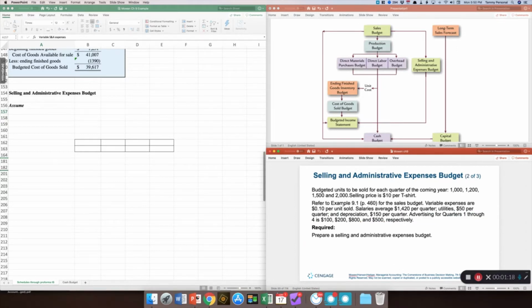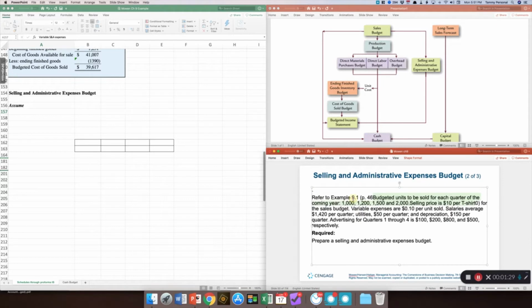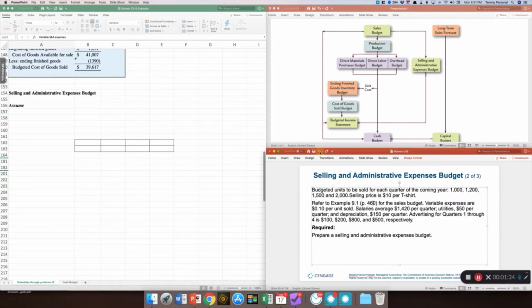Okay, here are our assumptions. Remember, our unit sales are as they were before, and the price is $10 per t-shirt, right? Variable expenses are $10 per unit sold, or I'm sorry, 10 cents per unit sold. And salaries are given. They stay the same per quarter.